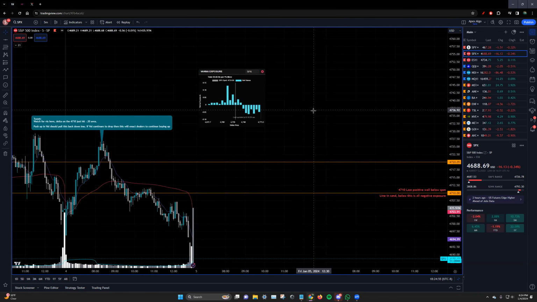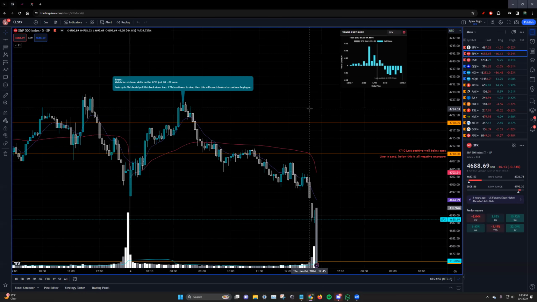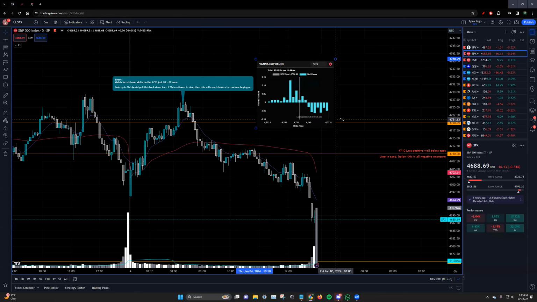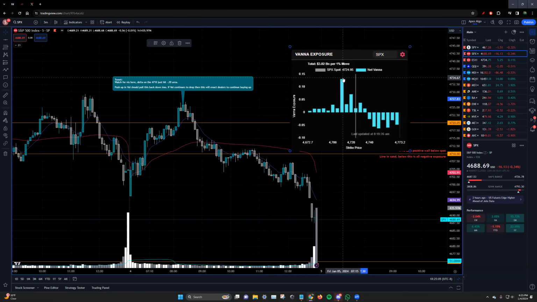But with that being said, I opened this up and I saw that this bar at 4710 was huge. Let's enlarge this photo. This bar at 4710 right here, spot price, as you can tell, is 4724. So right around the same area, 4724, basically the very top of the day.